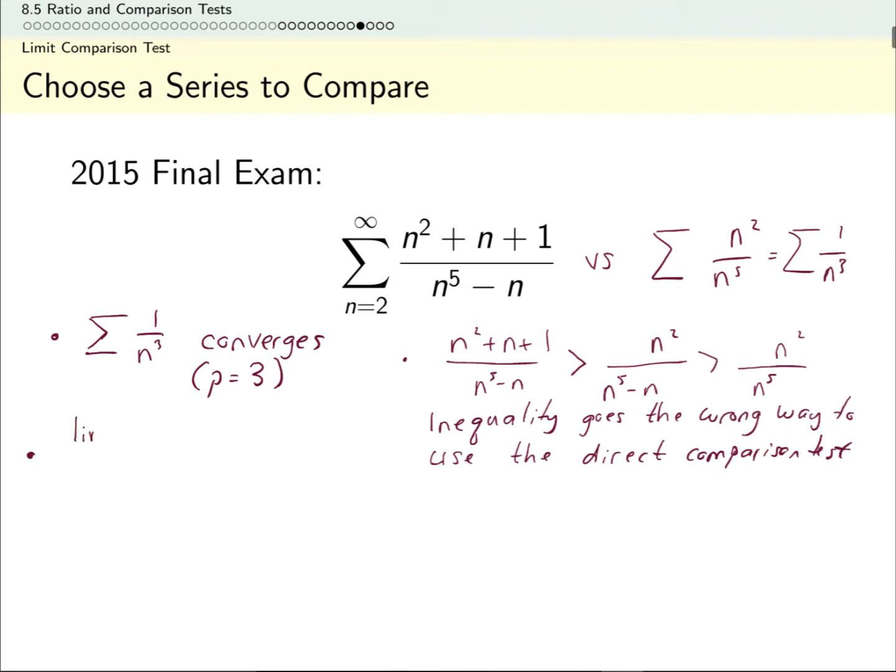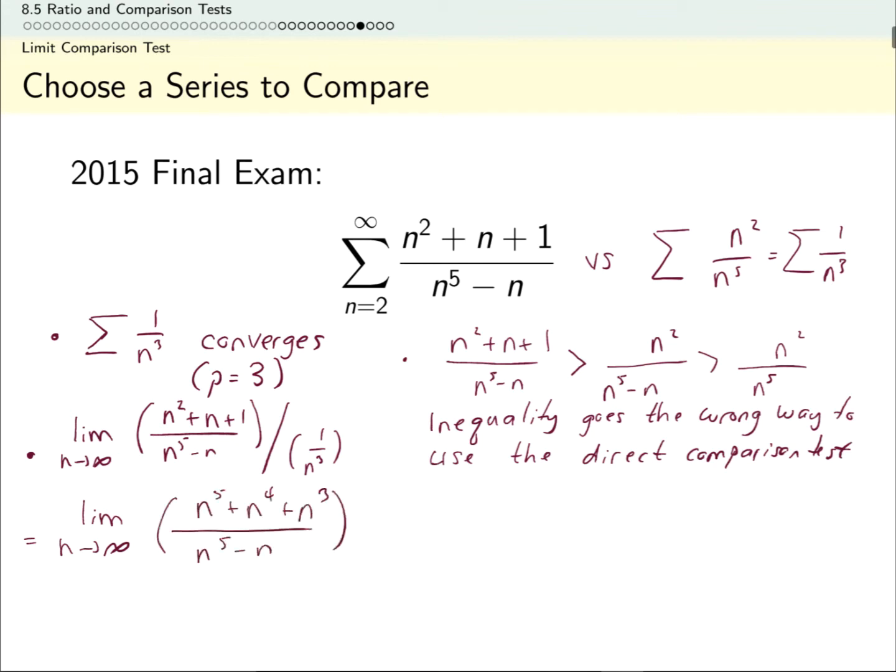So let's evaluate the limit, as n goes to infinity, of the ratio of my terms. My mystery series has this rational function as its nth term. My comparison series has 1 over n cubed as its nth term. Flip the n cubed and multiply.